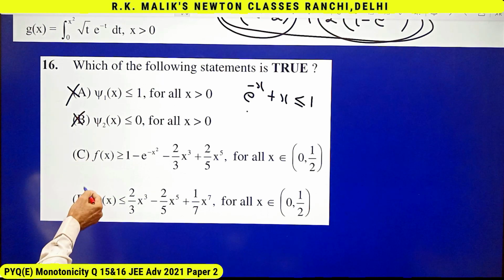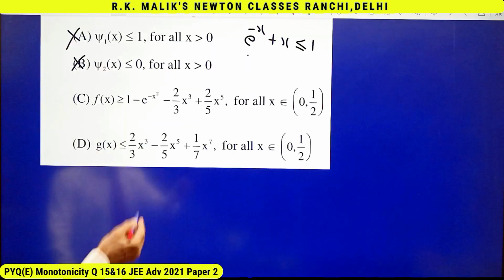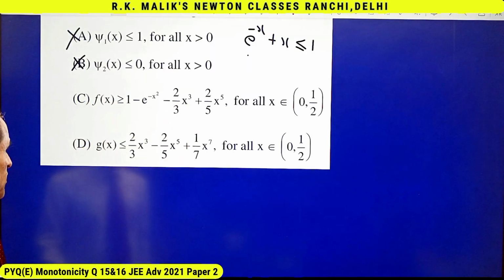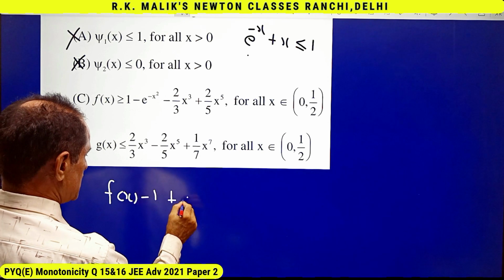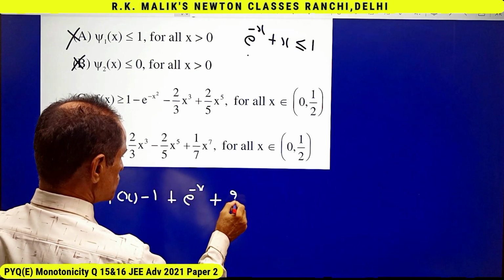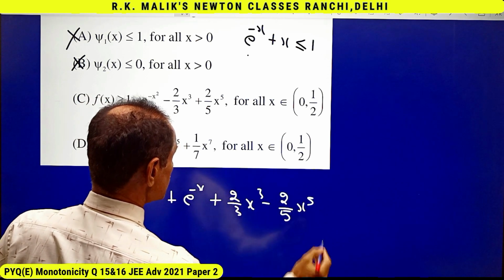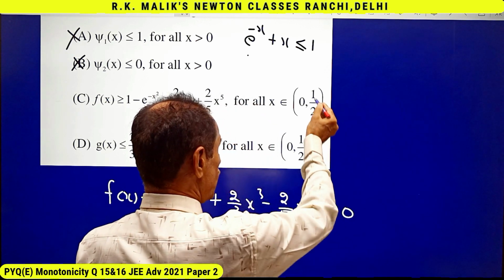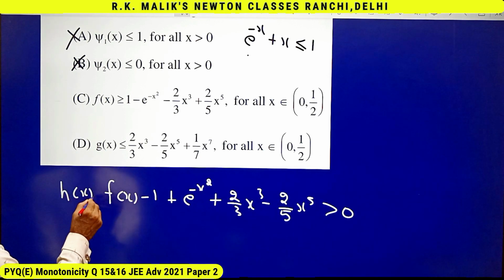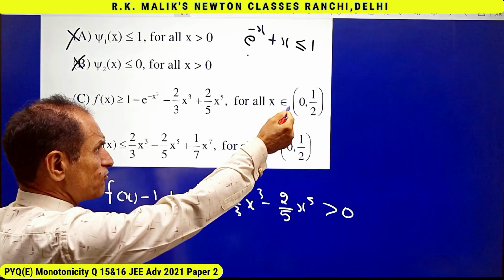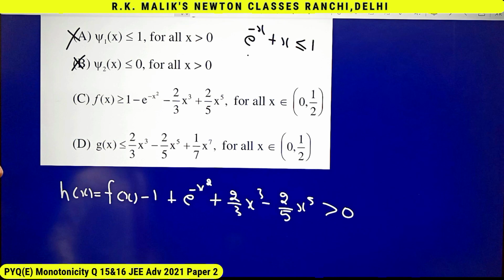And out of C and D, both seem to be equally difficult. Hence I check any one first. Say I check this thing. For checking this, I have to check that f(x) minus 1 plus e to power minus x square plus 2 by 3 x cube minus 2 by 5 x power 5 is greater than 0 for all these values of x or not. Let us name it as h(x). That is, I have to check that for all x lying between 0 and 1 by 2, this is greater than 0 or not.